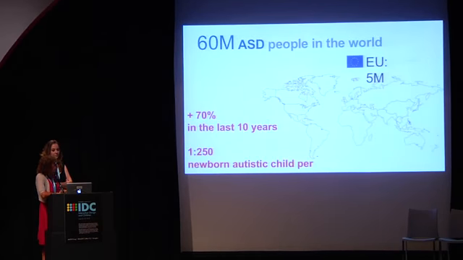Actually, autism is much more frequent in our population than we may expect. Just in Europe, there are 5 million people affected by autism, 60 million in the world. And what is more worrying is that these numbers have increased by approximately 70% in the last 10 years. And one newborn out of 250 is now recognized as autistic.